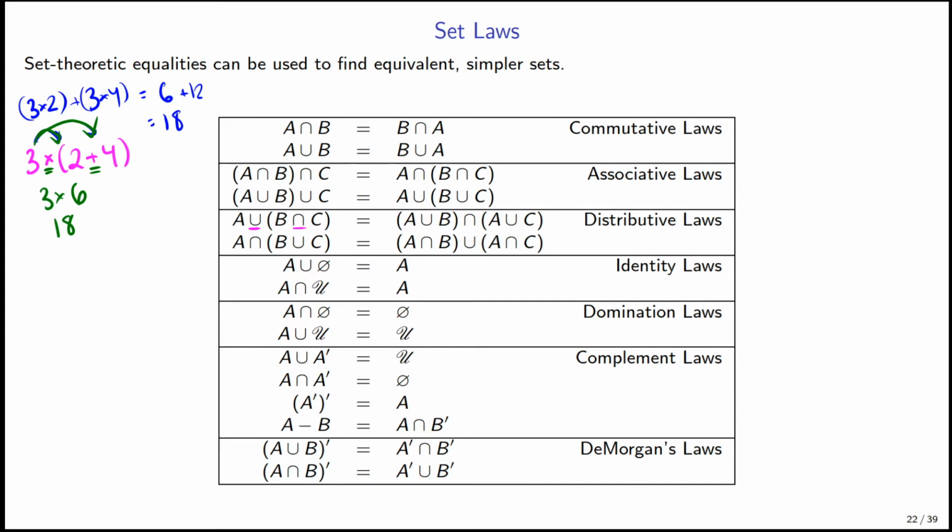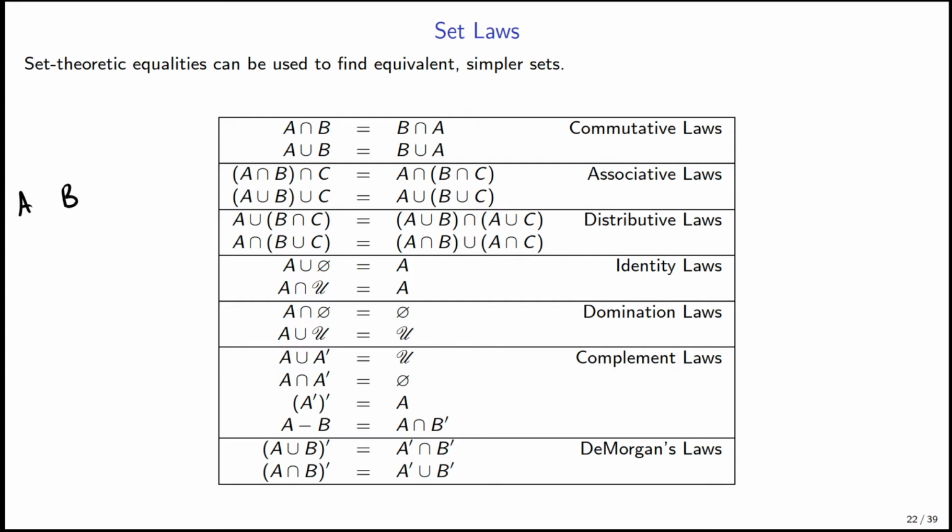But with set theory, it doesn't matter whether it's intersection inside the brackets or union inside the brackets. So to show this a little bit more clear, if I have 3 sets, A, B, and C, I'm going to write these all out first. So A, B, A, C. I'll show you how this is done.